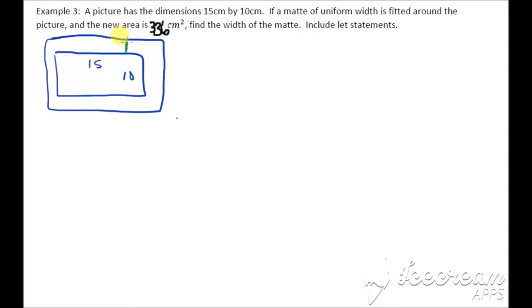Okay, and it's uniform width. So what that means is that these two widths are going to be the same. So instead of the width being 10, it's going to be 10 plus whatever this number is, and then whatever this number is, right? But they're the same number. So this is going to be 10 plus 2x. Okay, and then the width of the mat on the other side is going to be the same as well. Again, x and x. So 15 plus 2x.